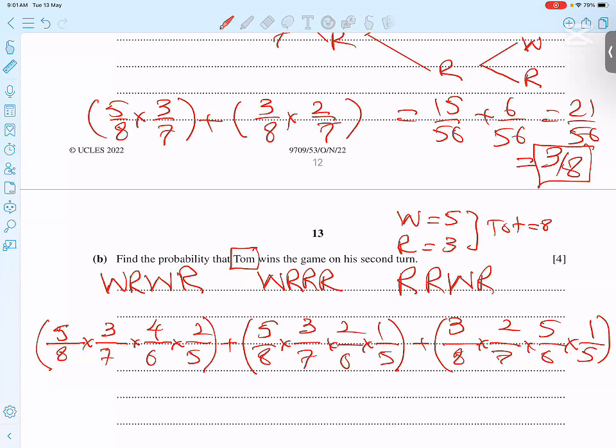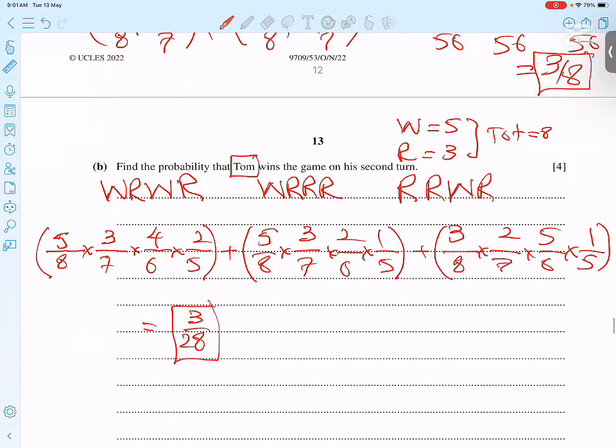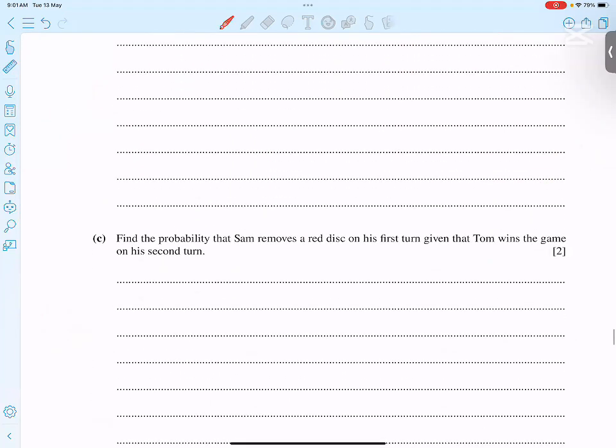And let's go for the next part. And the final answer for this part is, so 3 by 8, we got our answer. I hope the concept is clear. 3 by 28, sorry, not 2. Okay. 3 by 28 is our answer. Let's go for the last part and find the probability.